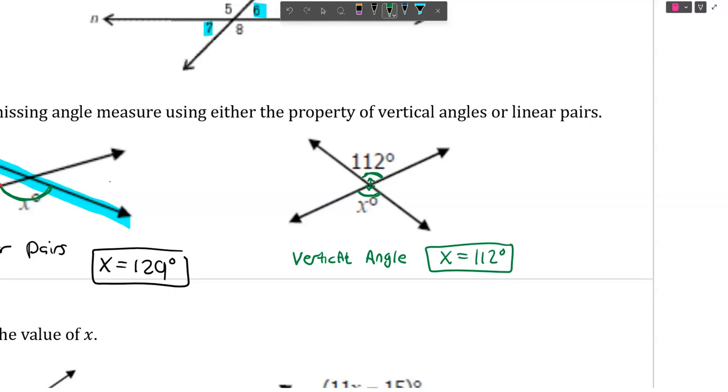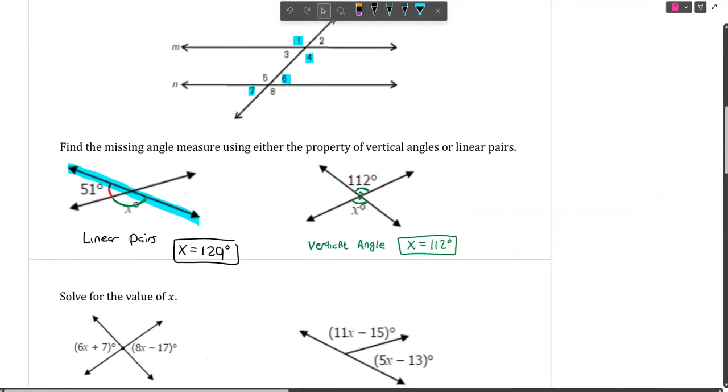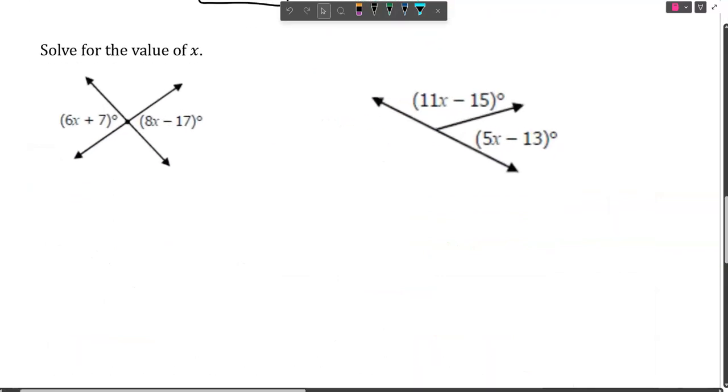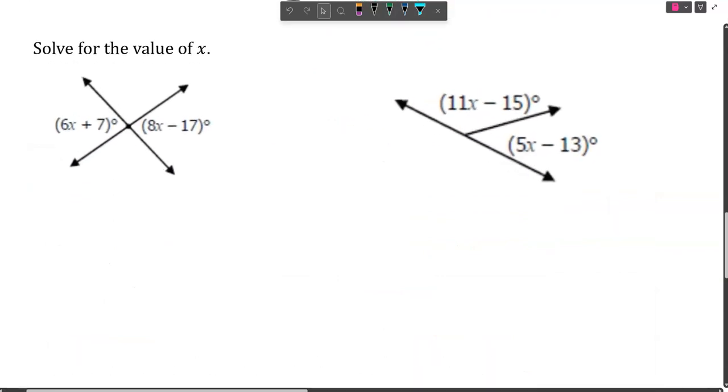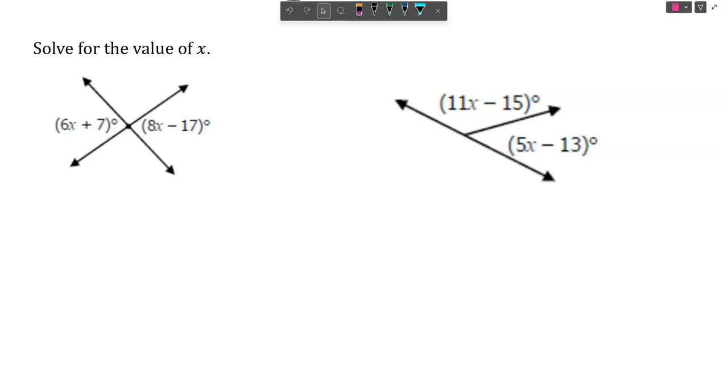Let's take a look at some of our final examples in this video, which will continue to confirm what linear pairs and vertical angles can do for us in problems. For these two, we're going to create an equation to solve for x. So again, go ahead and press pause right now. See if you can set these problems up, and then we'll go through them together.